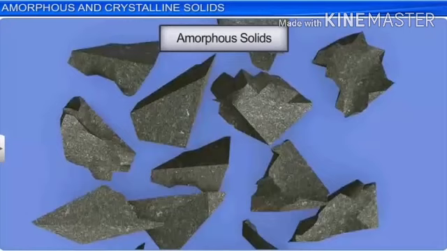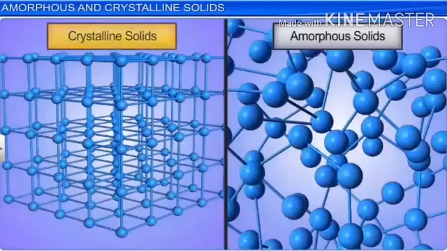Okay, then the heat of fusion is also different for crystalline solids and amorphous solids. They have definite and characteristic enthalpy of fusion for the crystalline solids, whereas amorphous solids do not have definite enthalpy of fusion.